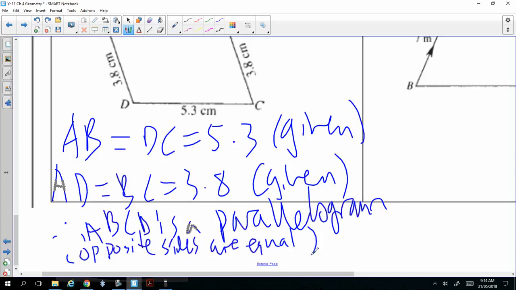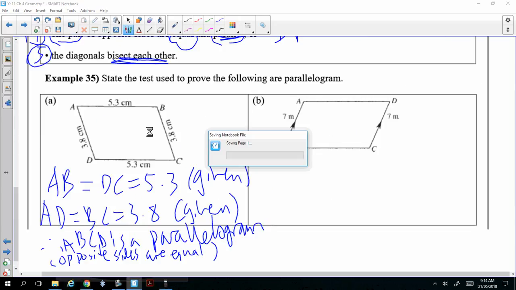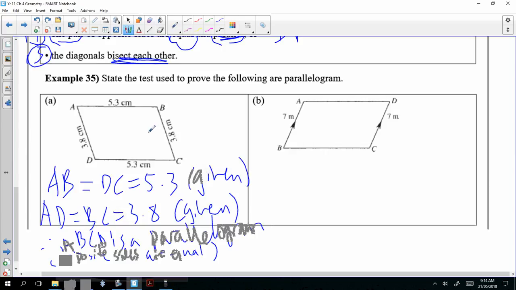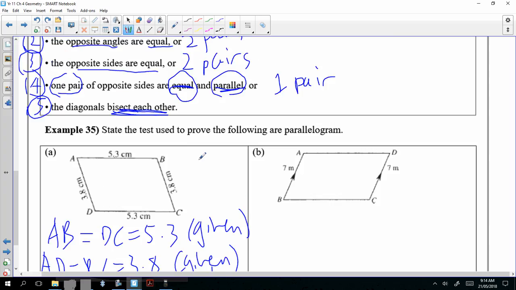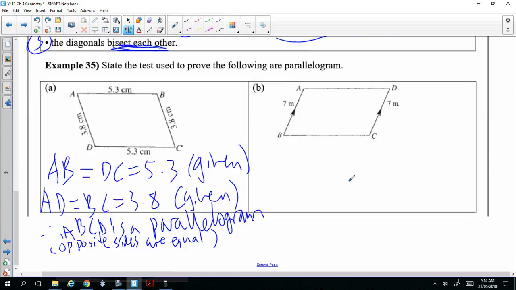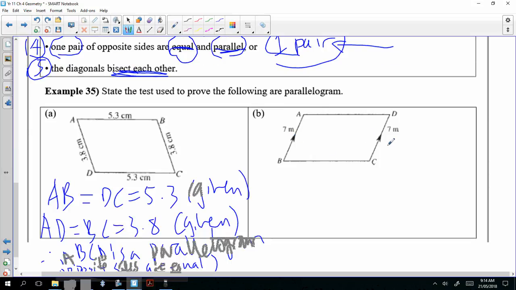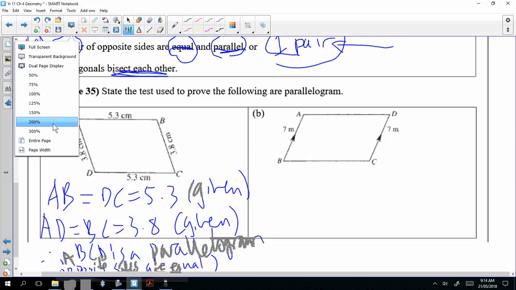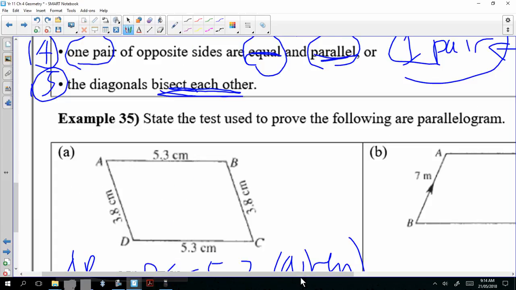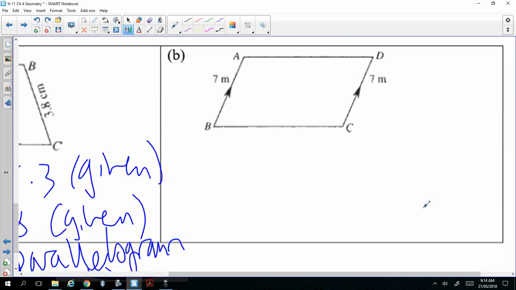All right, think about which test to use for the next one. Yeah, the 4th test, isn't it? This one, just 1 pair. See, this one, I do 2 pairs of the same thing, or you can do 1 pair of 2 different things. So let's write it down carefully. We have to write down AB equal to DC, given, equal to 7 cm, given.